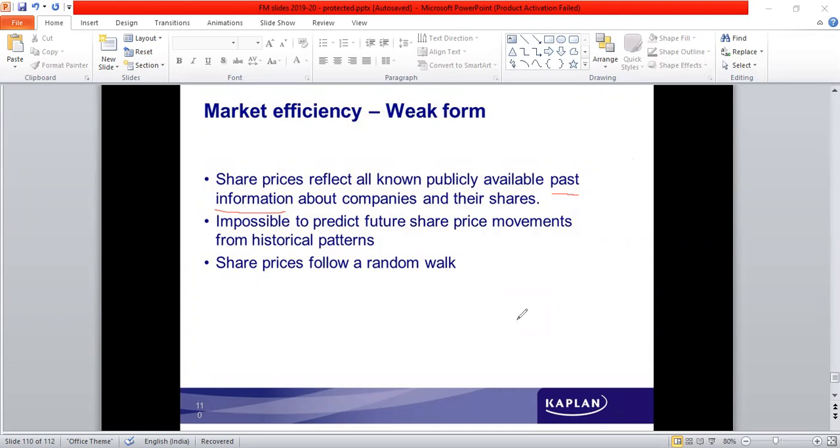If that is not appropriate, then we can call this a weak form of market. It is impossible to predict future share price movements from the historical patterns. Share prices follow a random walk. Okay, so there is no concrete basis that we can assign to the way in which the share prices are changing. Randomly some value would be there for the share price, because the appropriate amount of information is not available to the investors.